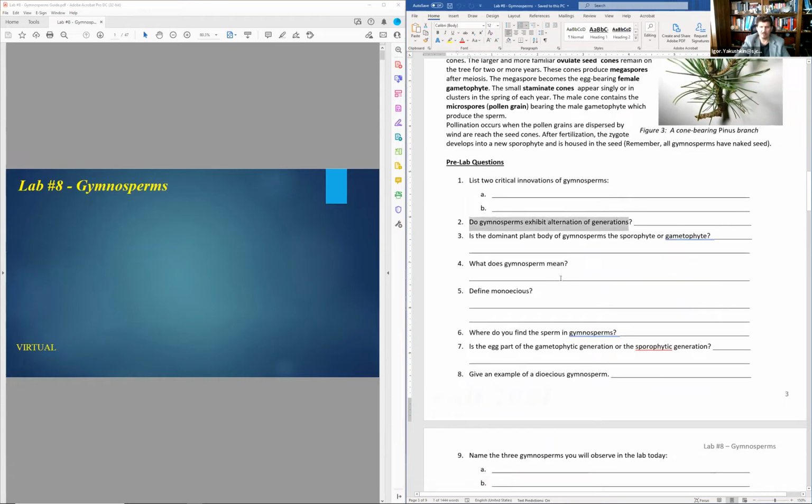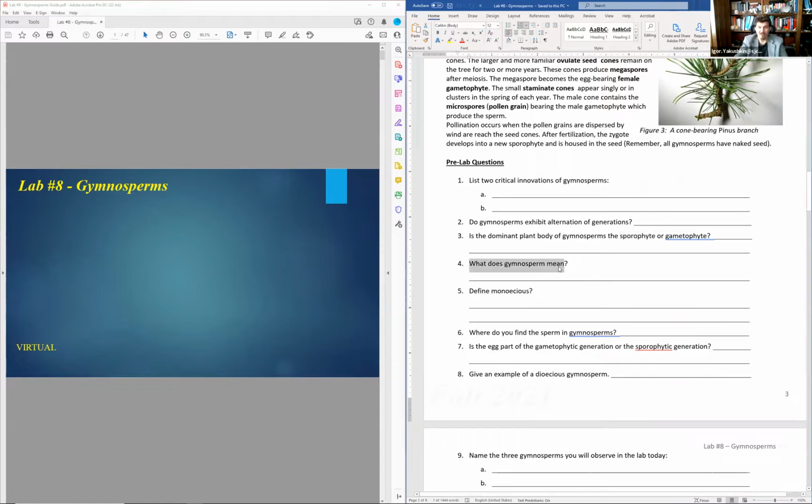Do the gymnosperms exhibit alternation of generations? Absolutely. All of the plants do. Is the dominant body of the gymnosperm sporophyte or gametophyte? Sporophyte. Again, as a rule of thumb, unless it's a moss or liverwort or hornwort, whenever you see the plant with the naked eye, you're most likely looking at the sporophyte. And of course, sporophytes are diploid and the gametophytes are haploid.